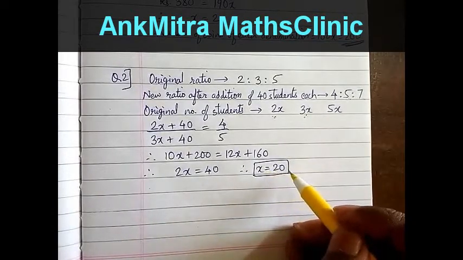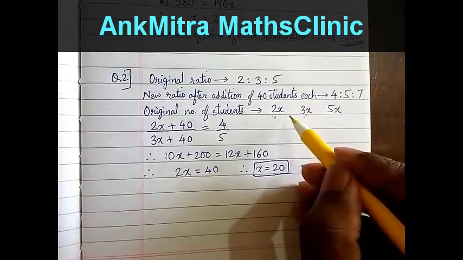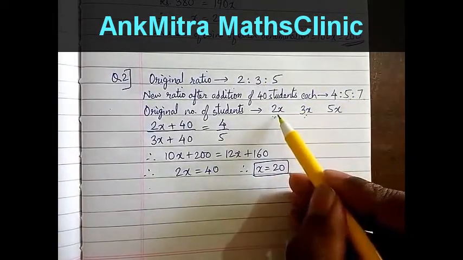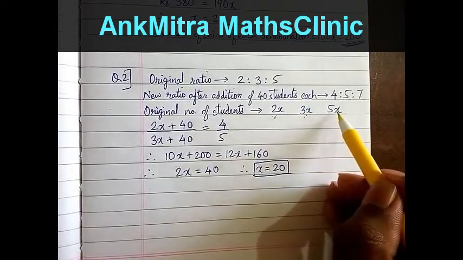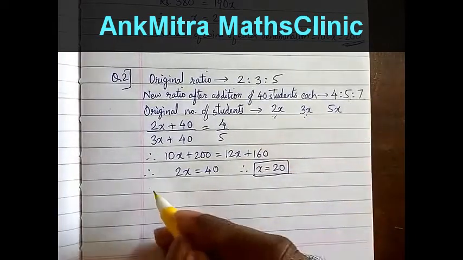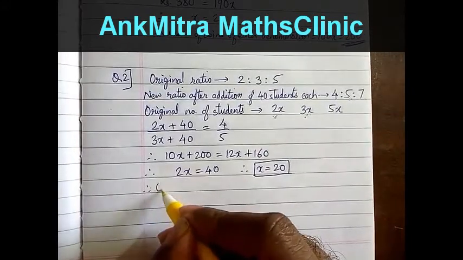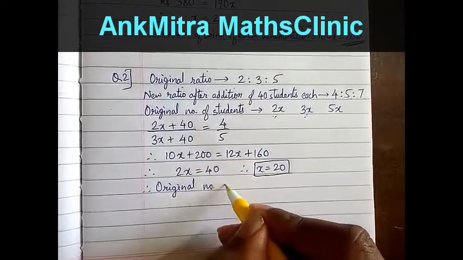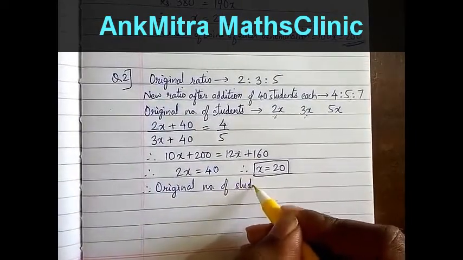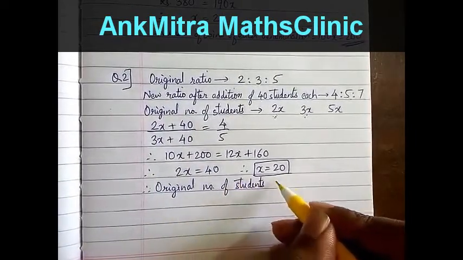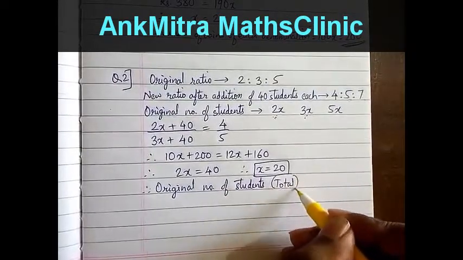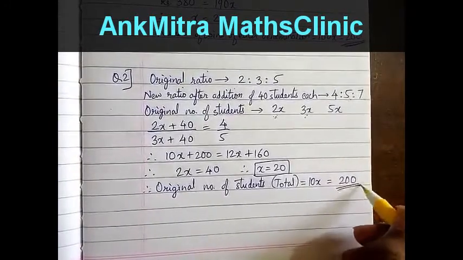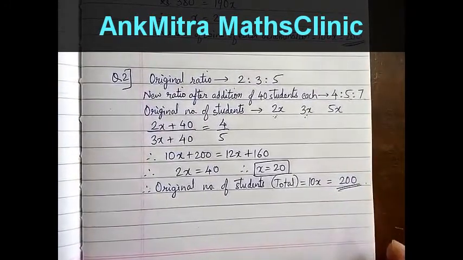So using x is equal to 20, we will now find the total number of students in the 3 classes. The total number of students in the 3 classes is 2x plus 3x plus 5x, that is 10x. So the original total number of students is equal to 10x, which is equal to 200. So 200 students were there originally.